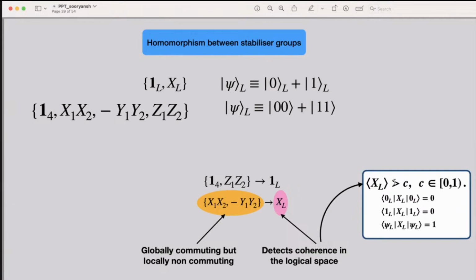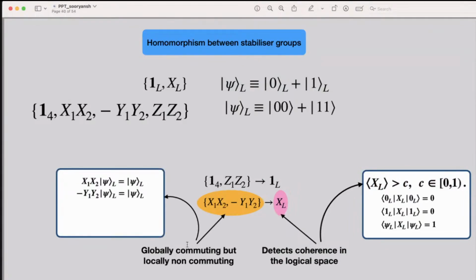That one can construct a witness-like condition by employing this operator XL. So for the incoherent states in the logical computational basis, its expectation value is equal to 0. On the other hand, for this state psi L, which is the maximally coherent state, it has the maximum expectation value 1. So from this observation, one can construct an inequality of this sort. On the other hand, if we try to look at a condition here, both x1 x2 and minus y1 y2 have this psi L as their eigenstate.